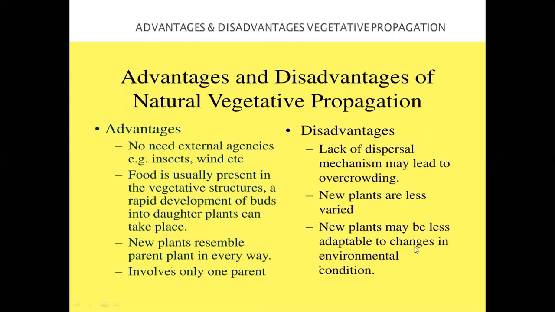New plants may be less adaptable to changes in environmental conditions. Yes, when they all are the same plants, they will remain the same. They will not get evolution. You can say that from the point of view of evolution, they can't show changes because they all are the same. Variety helps with environmental changes. So lack of dispersal mechanism, like pollination, may lead to overcrowding. Hence, their number can increase a lot.